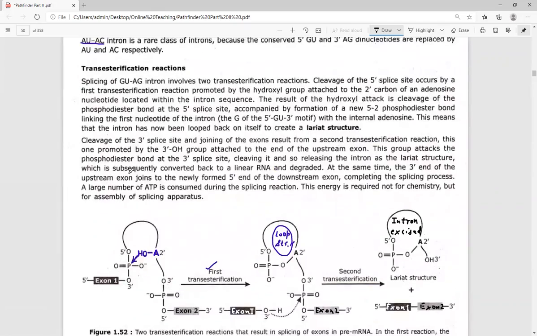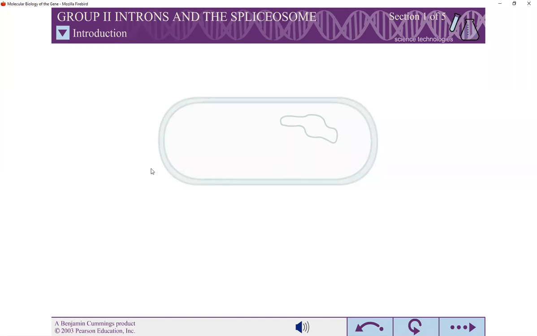So without wasting any time, let us move to the animation, where you will get the animated version of the transesterification reaction and the process of splicing. So let us begin with the group 2 intron splicing. We are going to talk firstly about how group 2 intron splicing takes place and what the spliceosome complex is and how this spliceosome complex is produced.